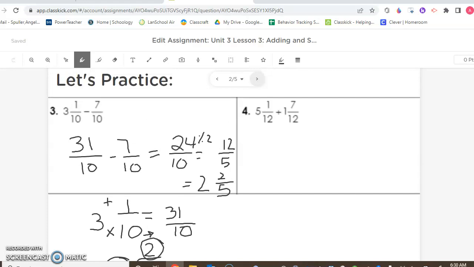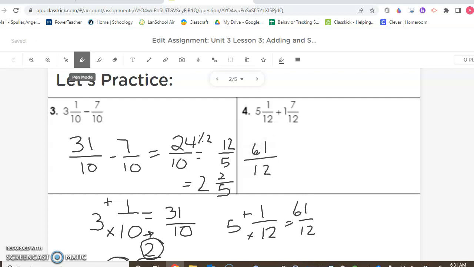Okay, let's do the next one. This one I have to do for both of them. So I have 12 and 5. So we're going to multiply, add. So I'm going to have 12 times 5 is 60, plus 1 is 61. So I have 61 over 12.